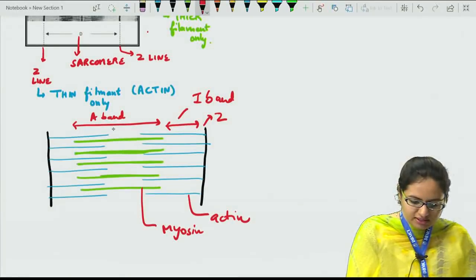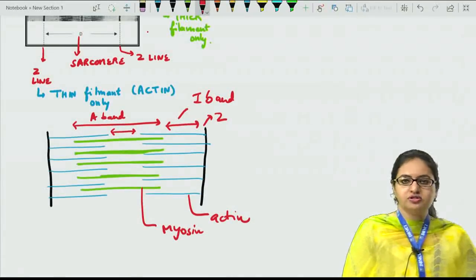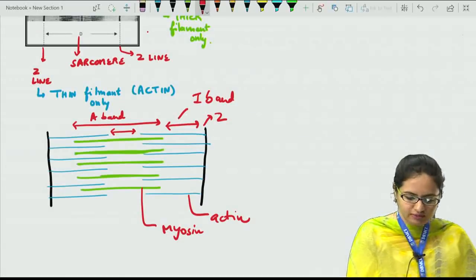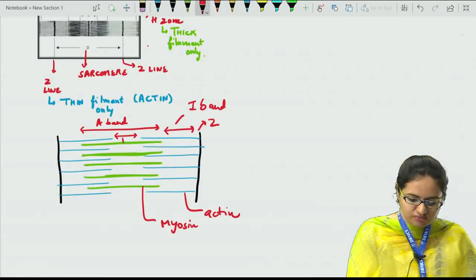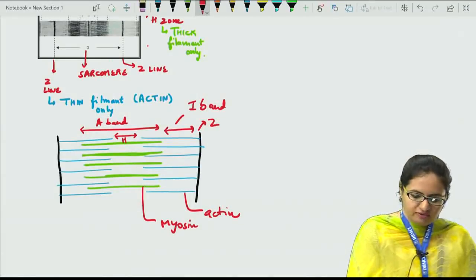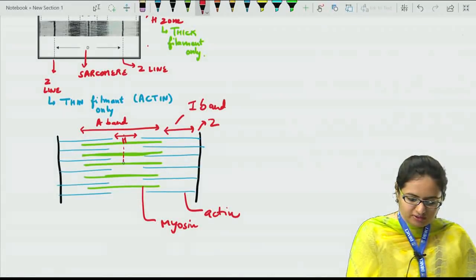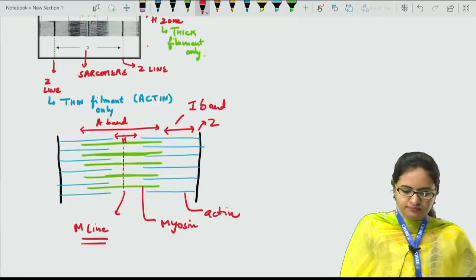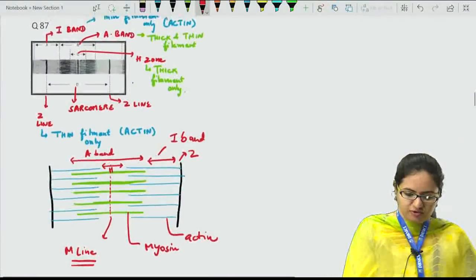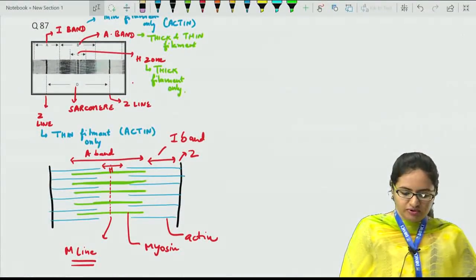In the middle of this A band over here, this portion is having only the thick filaments, and this is termed as the H zone. This is the H band or the H zone. And within the middle of this H zone, there is a line which is termed as M line. So this is the arrangement of the actin and the myosin filaments over here.